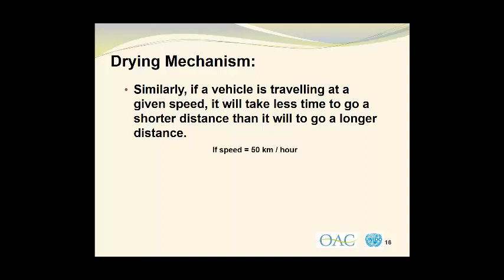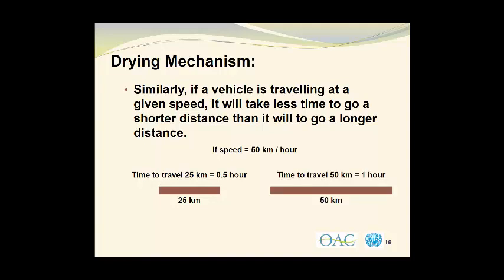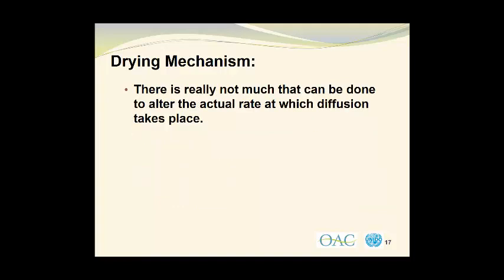So in our example, we'll let the speed be 50 kilometers an hour, and the time to travel 25 kilometers will be half an hour. The time to travel 50 kilometers will be 1 hour. So you need to relate this then to the diffusion of moisture in the slice of mango.